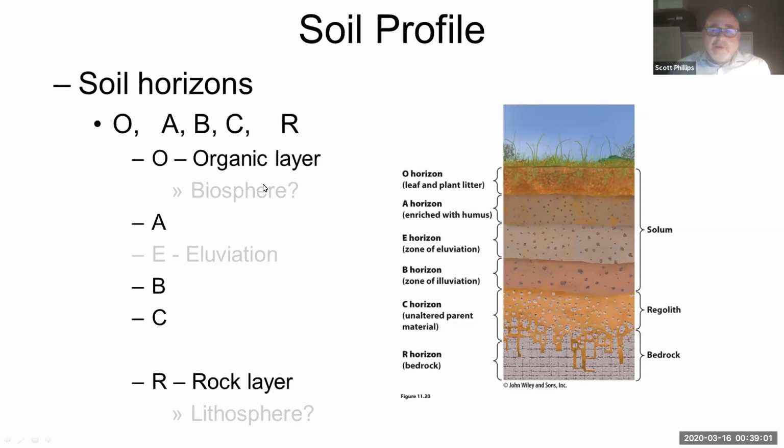The organic layer is part of the biosphere. It is made of organic material, like dead plants. And the R is part of the lithosphere. It's the rock material. And then those mix in between in the A, E, B, and C horizons.